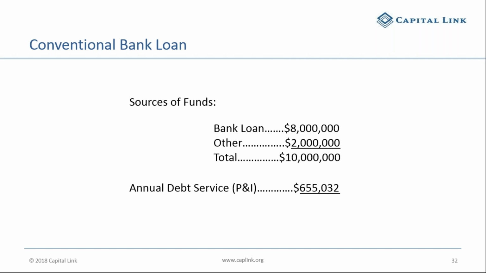So our sources of funds looks like this. We have a bank loan of $8 million, other, which would be specified by the individual project, of $2 million for a total of $10 million. Annual debt service, principal and interest, is $655,000.